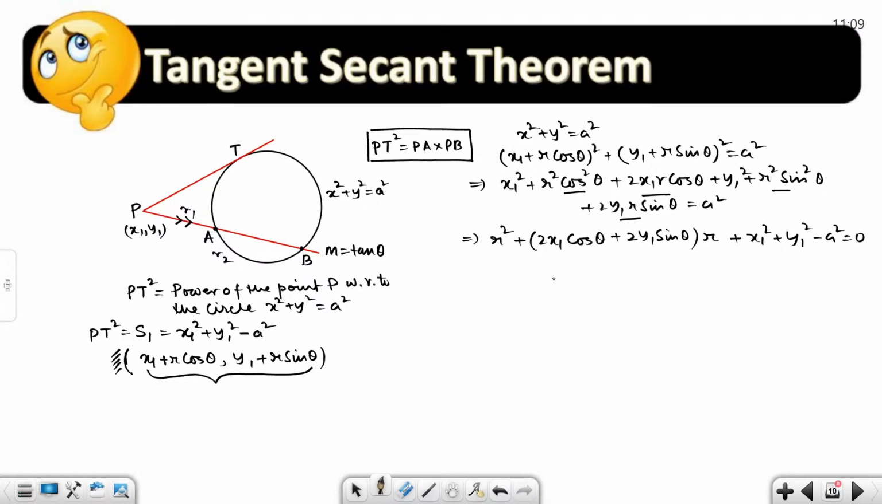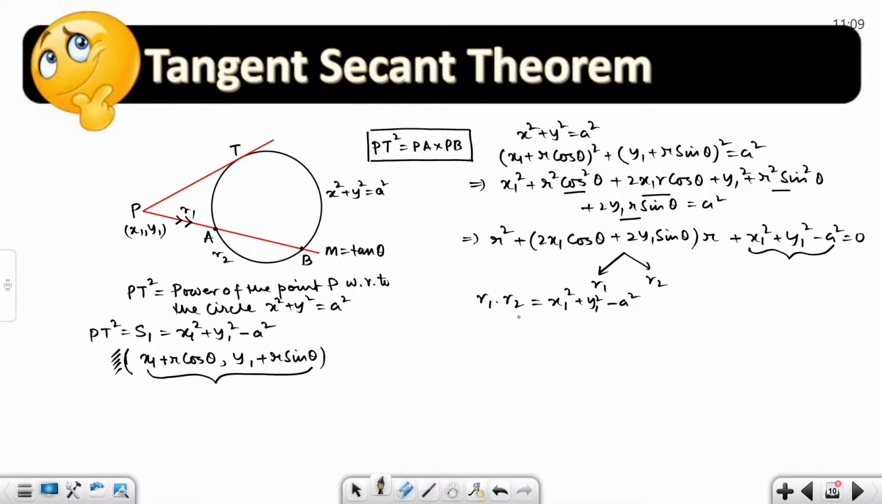So naturally we are getting two values of R because the line is intersecting the circle at 2 points. So the roots of this equation will be R1 and R2. Now what is the product of these two roots? It will be, yes or no? The product of two roots is c by a, so this gives us this divided by 1.